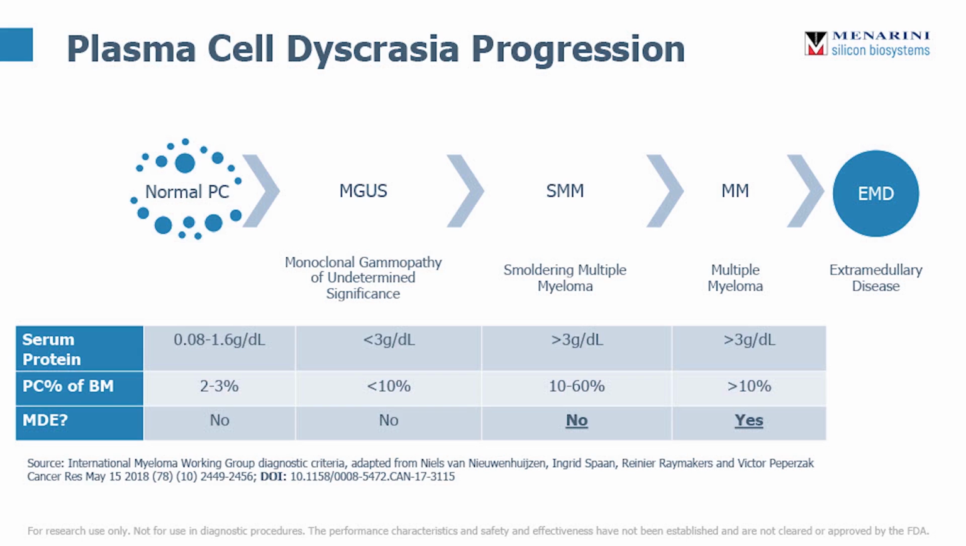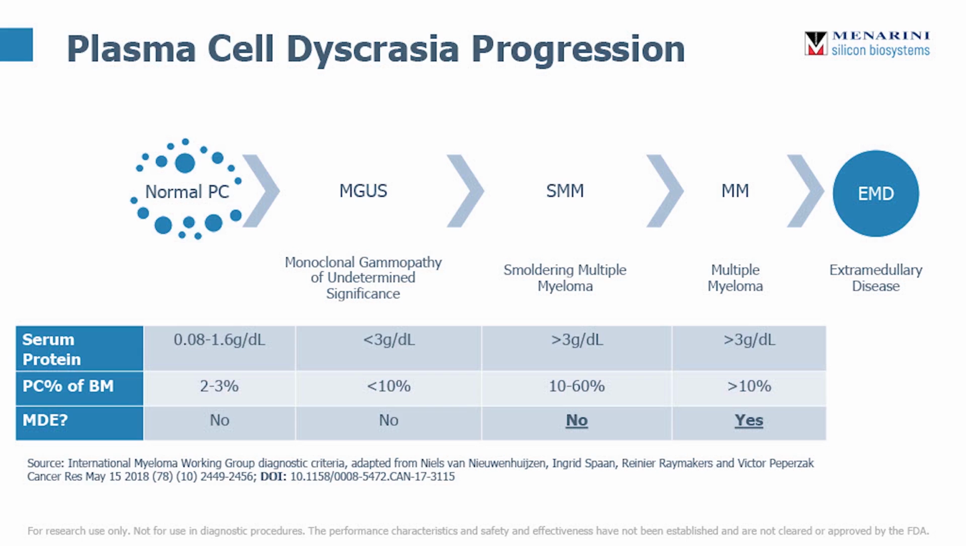The next step in the process is smoldering multiple myeloma. We see a further increase in serum protein as the tumor is growing and secreting more protein and more antibody into the blood. Plasma cell percentage in the bone marrow can now be as high as 60% of the cells being these plasma cells, but no myeloma-defining event has occurred. So no anemia, no bone breaks, nothing like that. Full-blown multiple myeloma or active multiple myeloma meets the same criteria, only there has been a myeloma-defining event.